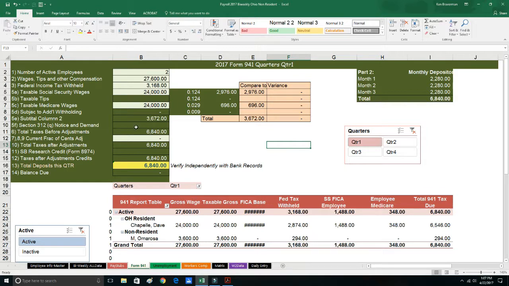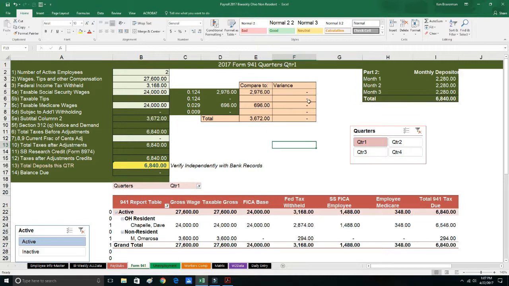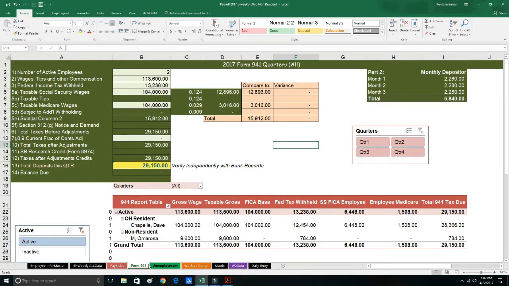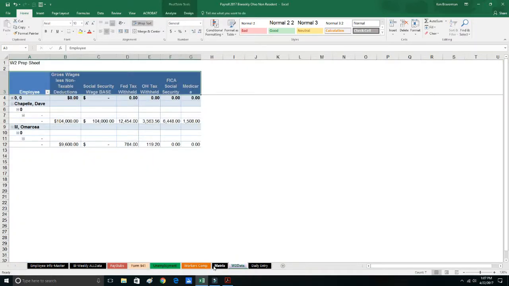If you want a copy of this file, there are many different versions of the file for pay period. There's weekly, bi-weekly, semi-monthly that I have available. And then there are different states and state taxes. We didn't really get into Ohio state tax, but this file has, you know, this is your Ohio tax withheld for these periods.